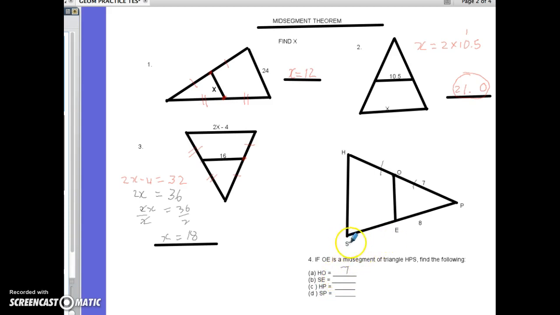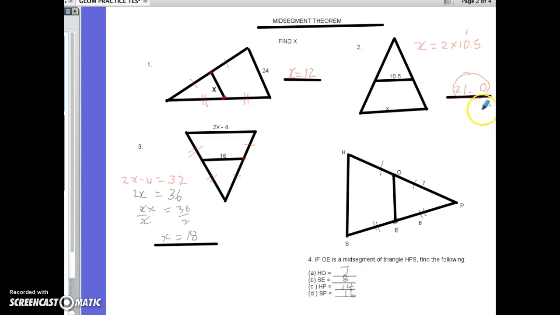How about SE? Over here, SE would have to be the same as EP because this is a midpoint. So SE would have to be the same as EP, which is 8. So SE is 8. HP. What will be the distance from H to P? Well, it's going to be 7 plus 7. That will be 14. And finally, the distance from S to P, similarly, will be 8 plus 8. That would be 16.